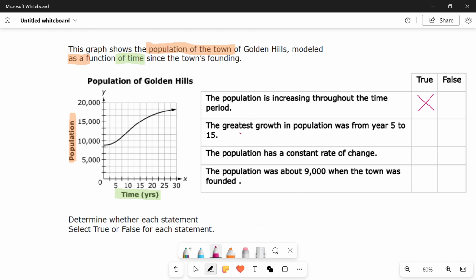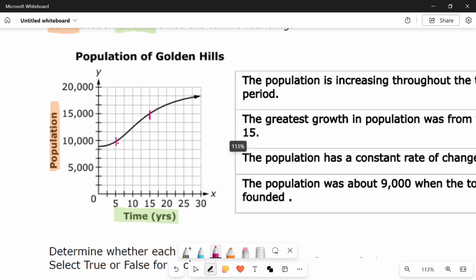Next thing says the greatest growth in population was from year 5 to 15. So here is 5, started out at 10,000, and by year 15, it was at 15,000. And that really looks like the greatest growth. I think it is, and I'm going by how steep it is. I can see after this, it starts to taper off. The growth is not as great. Before it's kind of flat for a while, and then it just barely starts to tick up. But between 5 and 15 years, that line is near the steepest that it's going to be.